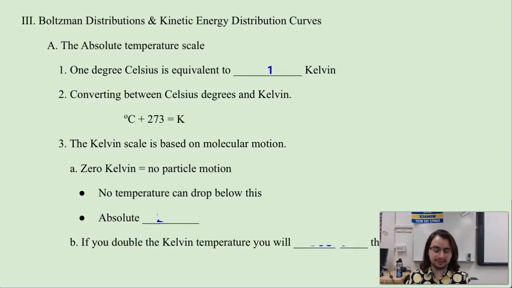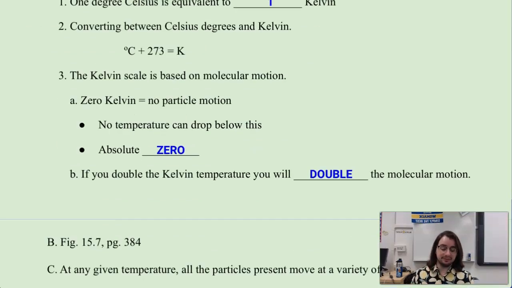The Kelvin scale is based on molecular motion. When we're at 0 Kelvin, that means we have no particle motion at all. This is referred to as absolute zero. We actually can't get lower than this. It is the absolute bottom floor. We cannot have a temperature value that is lower than 0 Kelvin because there's just no more particle motion. So how can there be anything lower than that if they're just standing still, right? If you double the Kelvin temperature, you will double the molecular motion. So it's a 1-to-1. It works just the same.